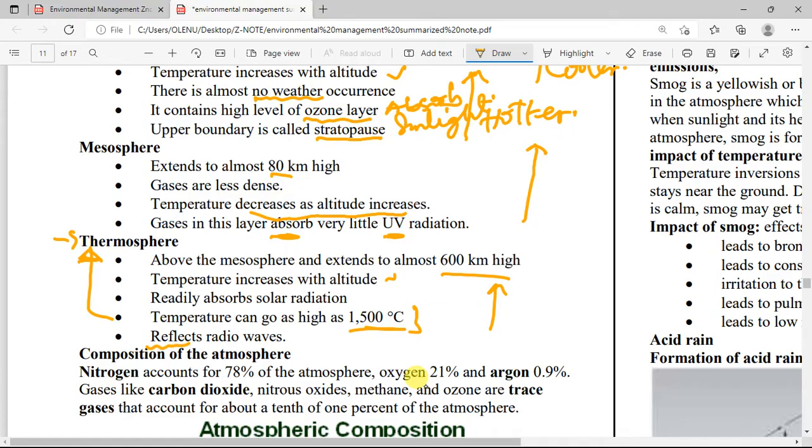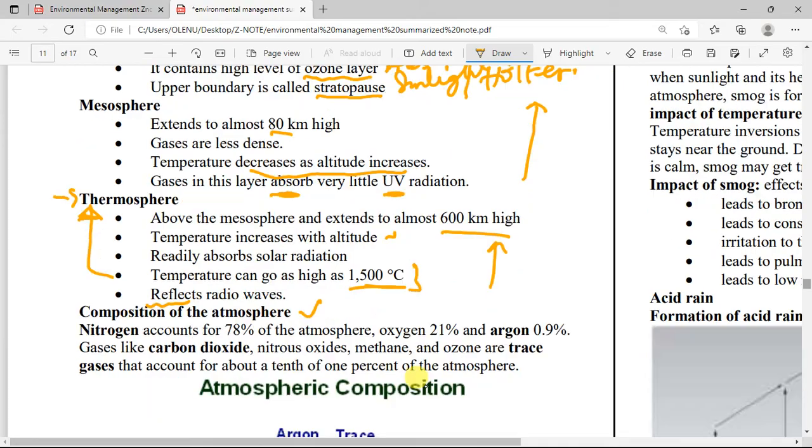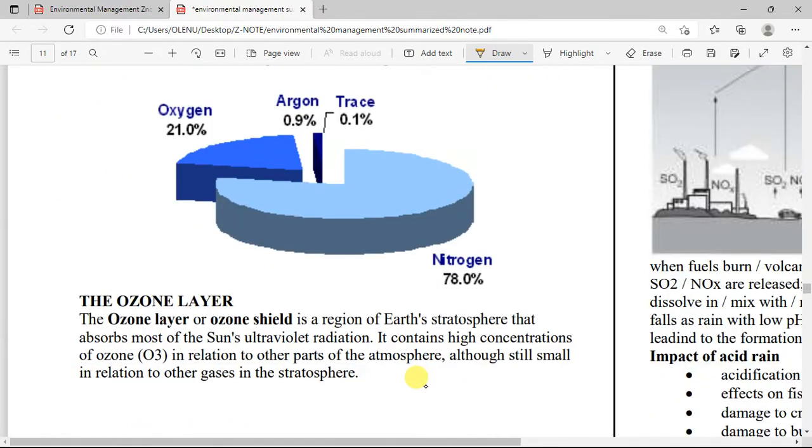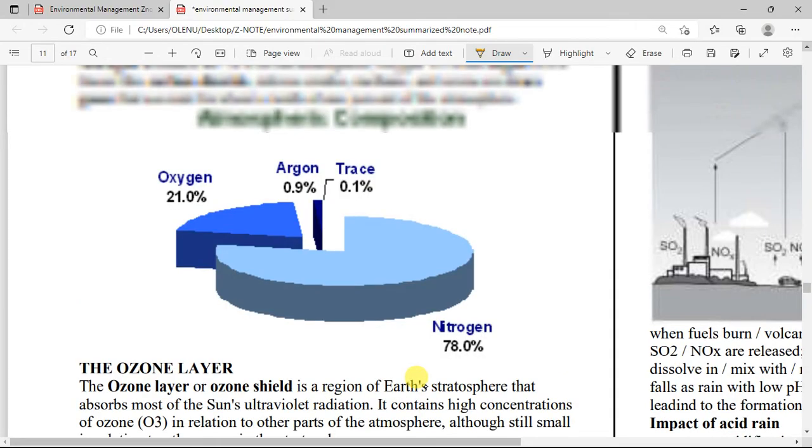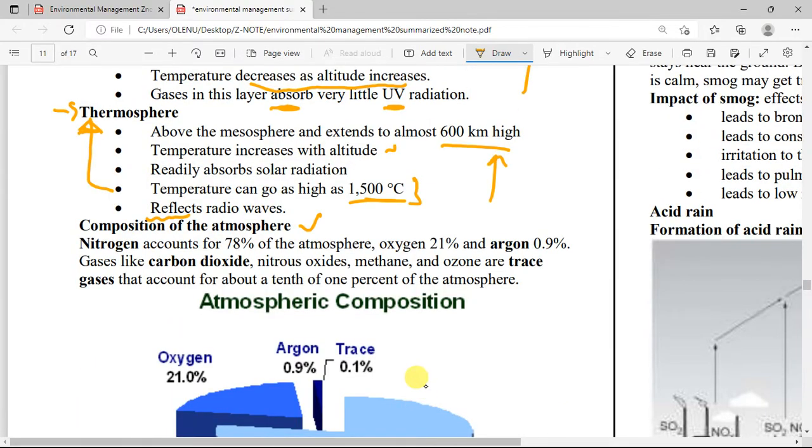Now, composition of the atmosphere, that will be the next aspect you need to know in relation to your syllabus. The atmosphere is a combination of gases of different composition. Nitrogen accounts for 78% of the atmosphere, oxygen accounts for 21%, argon and other inert gases account for 0.9% of the atmosphere.